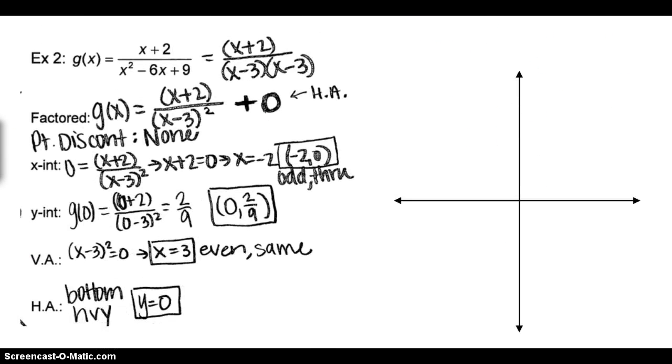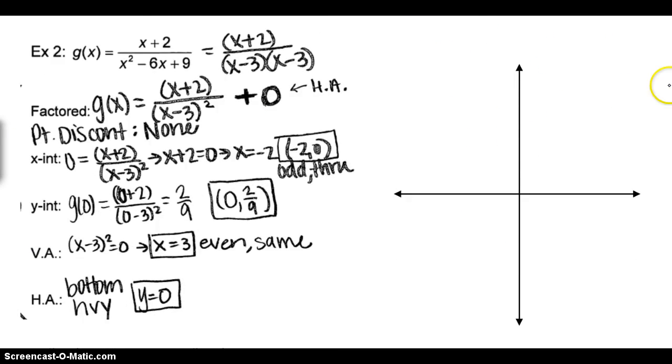So let's go down here to number 2. On number 2, it looks like the biggest number we got going on here is a 3. So I'm going to go out 1, 2, 3, 4, 5 on each axis.